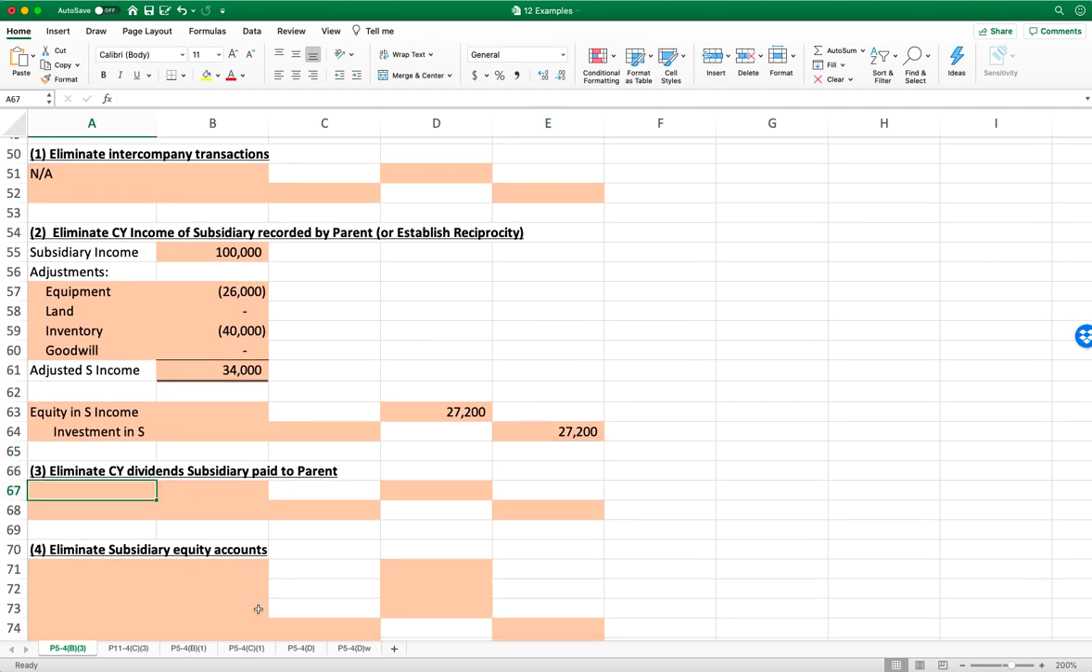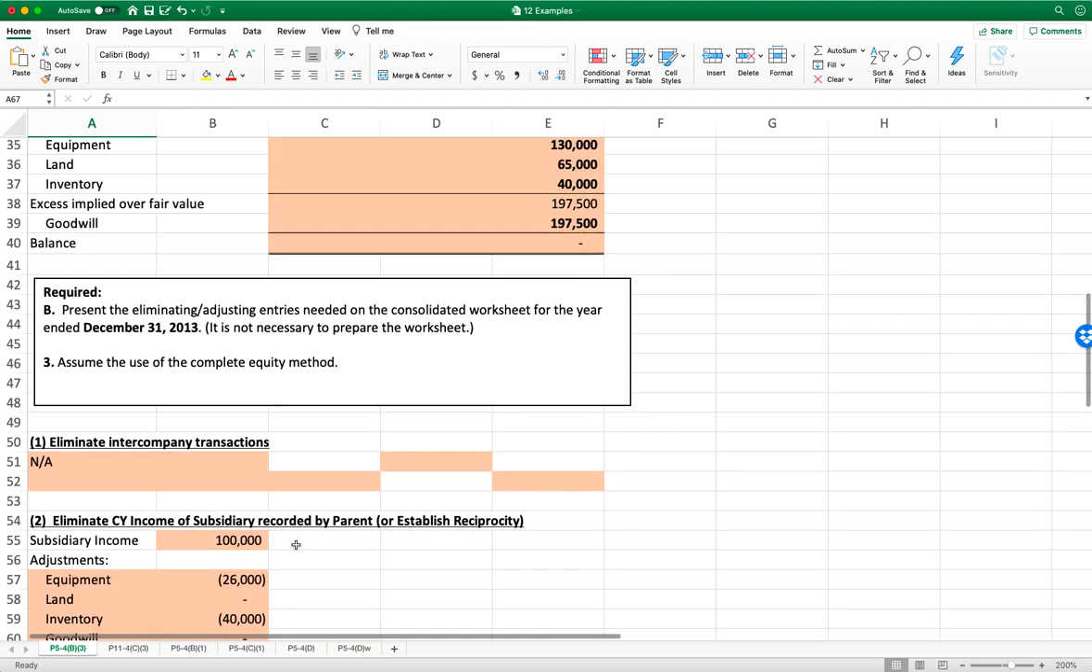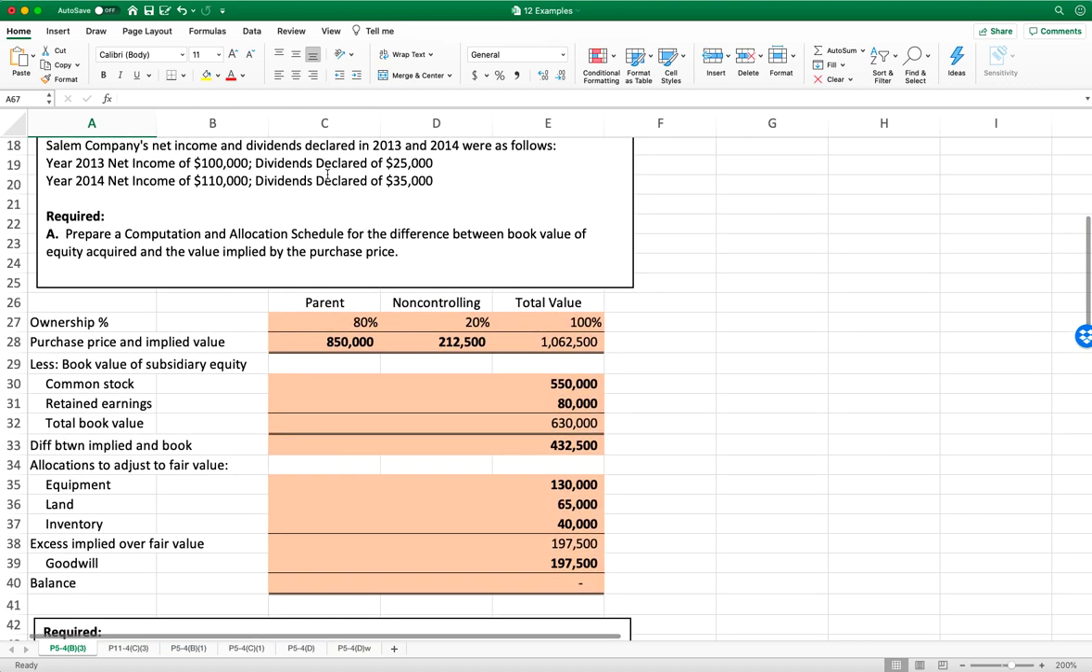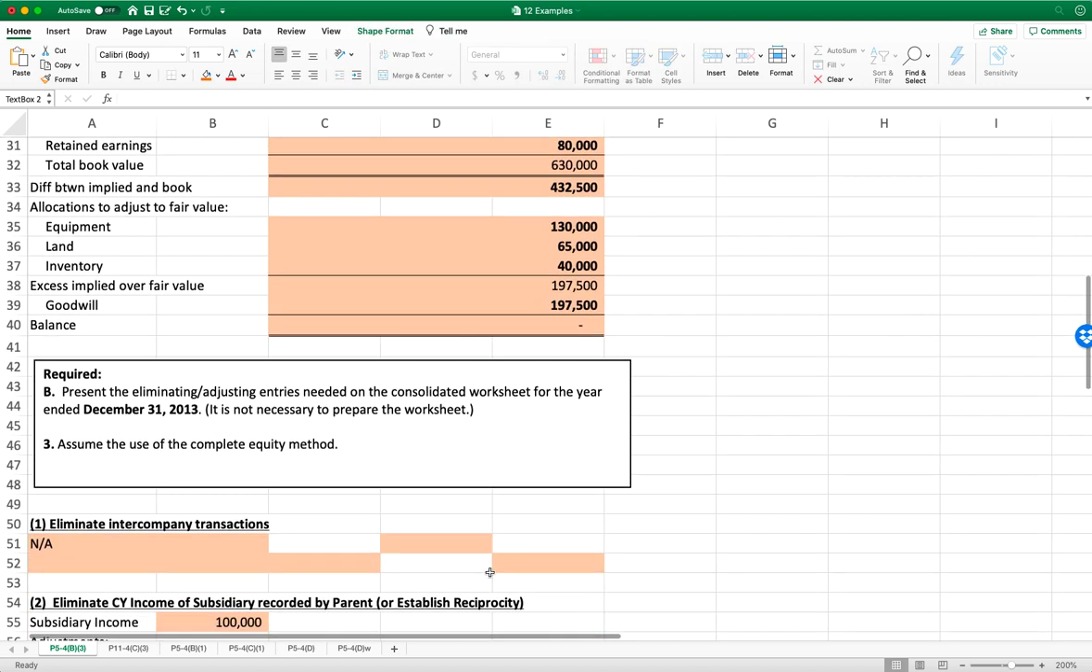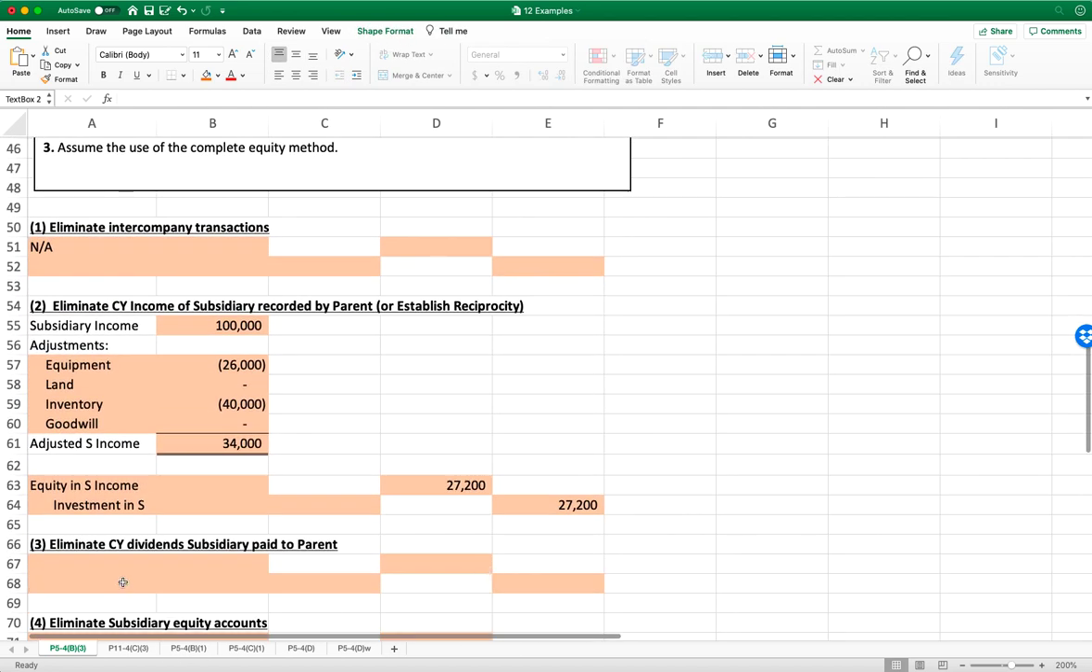Okay, next we are going to eliminate any current year dividends paid to the parent. So during the year, our subsidiary declared and paid $25,000 of dividends. During the year, we would have received those as cash and we would have decreased our investment in S. So now we're going to increase our investment in S again.